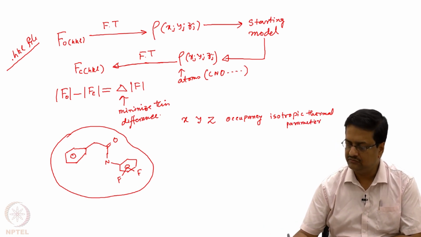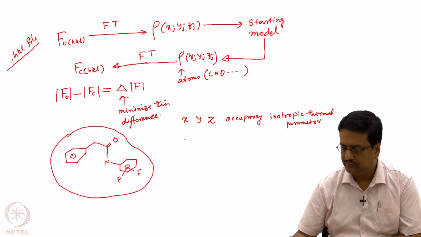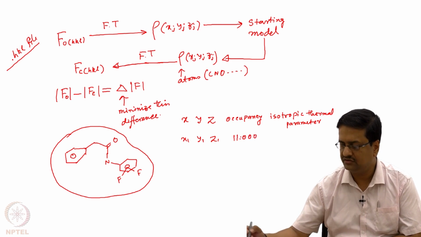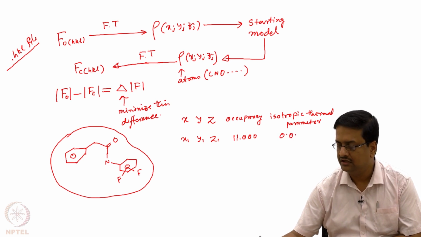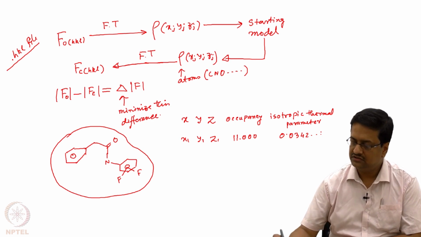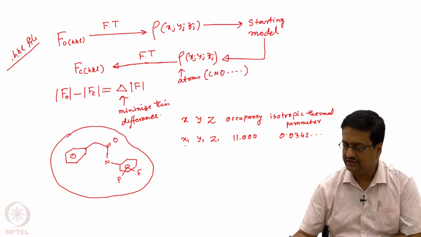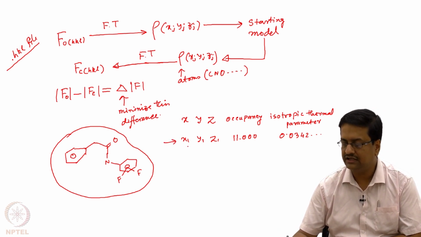So at this point we have x1, y1, z1. Normally the occupancy parameter is 1. In SHELX it is written as 11.000, and the isotropic thermal parameter is something like 0.0342, whatever. So these quantities are now refinable quantities for every atom. So 1, 2, 3, 4 and 5.